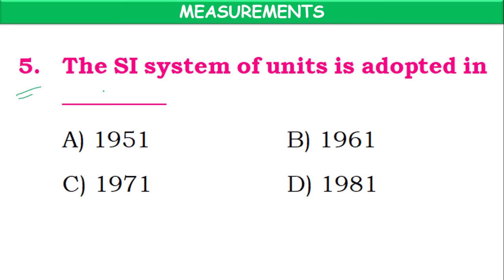Next one, fifth question. The SI system of units was adopted in which year? The answer is 1961. From 1961 onwards, the units and quantities mentioned in the SI system were officially followed by all the physicists in the world. In general use also, the units were approved officially all over the world in 1961.